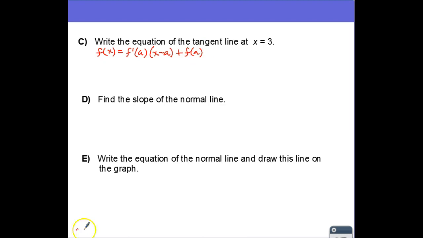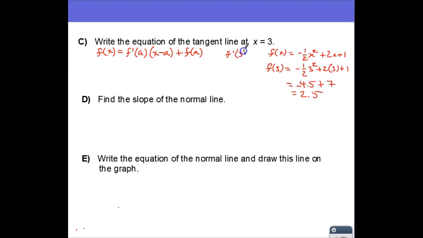Let's go off to the side here. F of x equals negative 1/2 x squared plus 2x plus 1. So f of 3 is going to be negative 1/2 times 3 squared plus 2 times 3 plus 1. And 3 squared is 9, half of 9 is 4.5. And I'm going to be subtracting that 4.5 from a positive 2 times 3 is 6 plus 1 is 7. So 7 minus 4.5 is going to be 2.5.